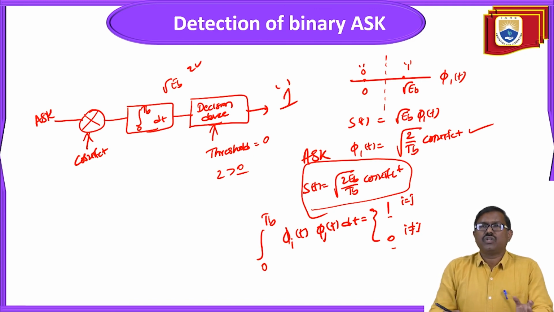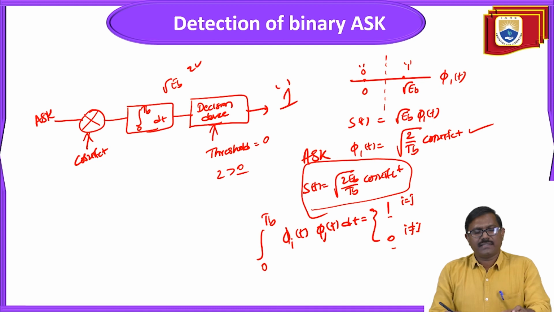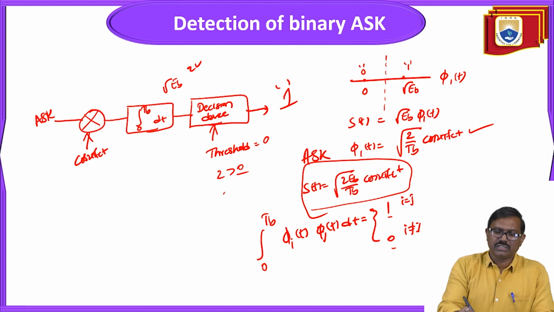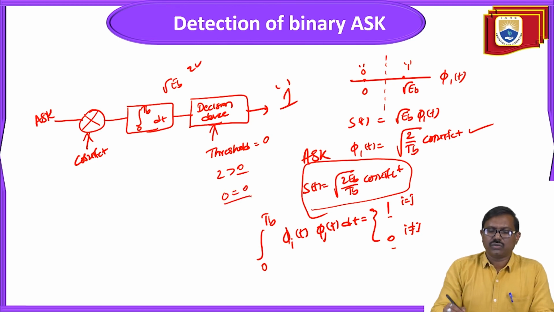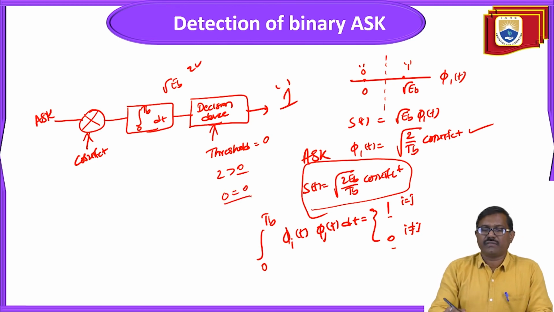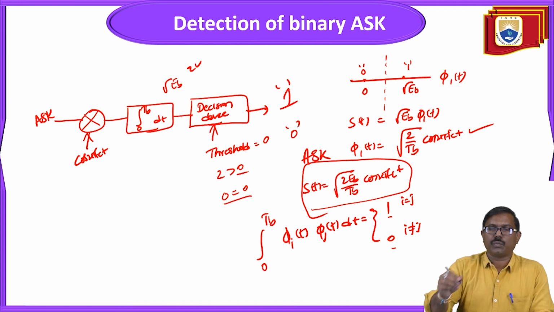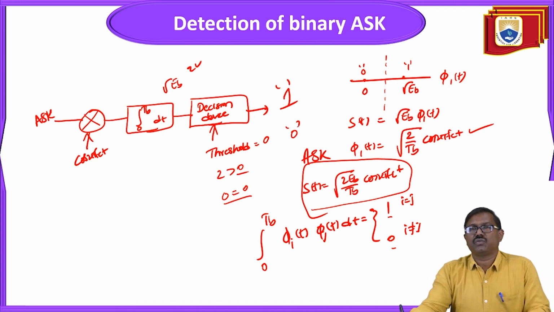Or, for example, 0 is coming, so the ASK signal is 0. Up to this integrator the final value is 0, so the 0 enters the decision making device. Then 0 is compared with 0, so the decision is made in favor of simply 0. So this is the way of detection of binary ASK signal.